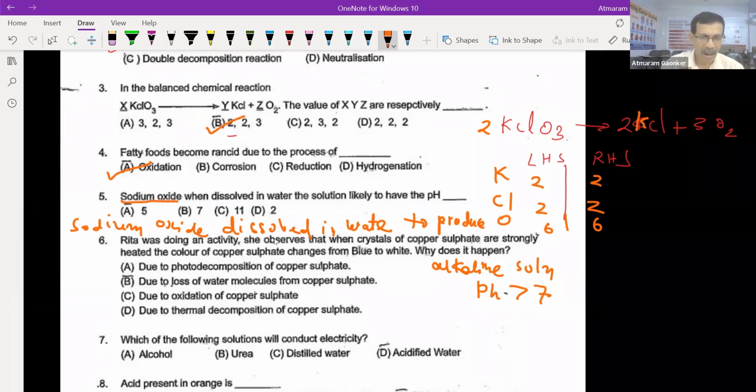And you see here, 5 is not possible, 7 is not possible, 2 is not possible, because alkaline or basic pH is greater than 7. So here it is given 11. So this should be the correct answer. Then the sixth question.